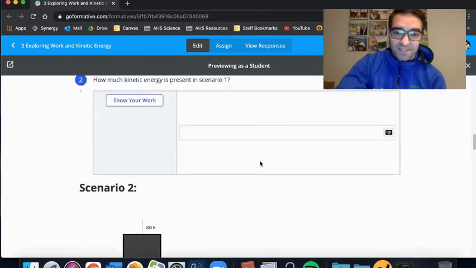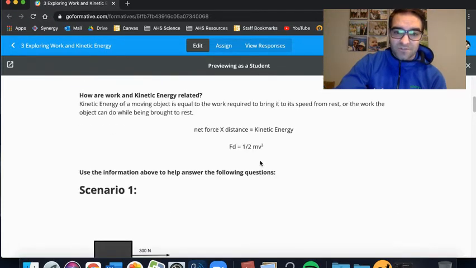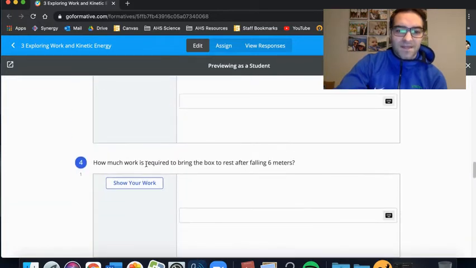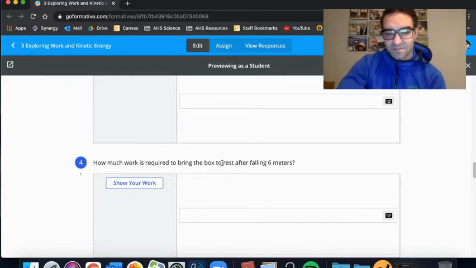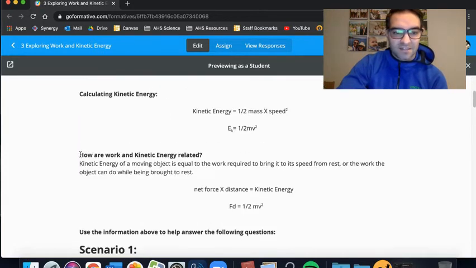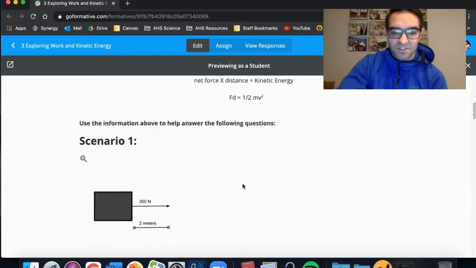So again, you're actually going to be using this equation for that one to get your kinetic energy. And then how much work is required to bring the box to rest after falling 6 meters? And my hint for that, again, is how are they related? There's a key piece of information in here that talks exactly about what that question is.